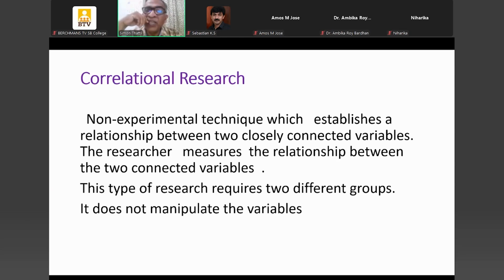I'm taking two variables. I'm relating. Now, the researcher measures the relationship between two connected variables. And he is saying that there was a change in the dependent variable because of the change in the independent variable. I'm not controlling the other variables. I'm not looking at any forms of experimenting on it. I'm just observing. Two variables I'm observing. This type of research requires two different groups, which does not manipulate the variables. So no control of the variables, two associated groups I'm taking.